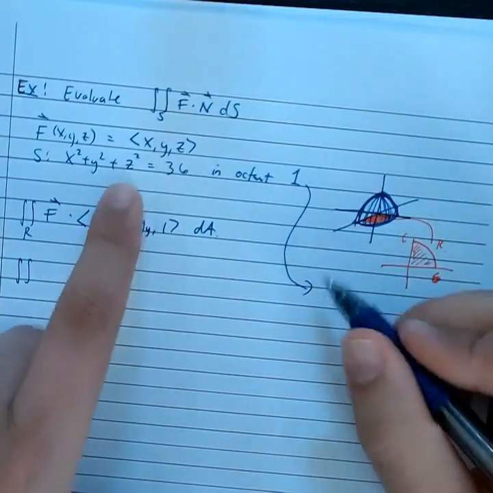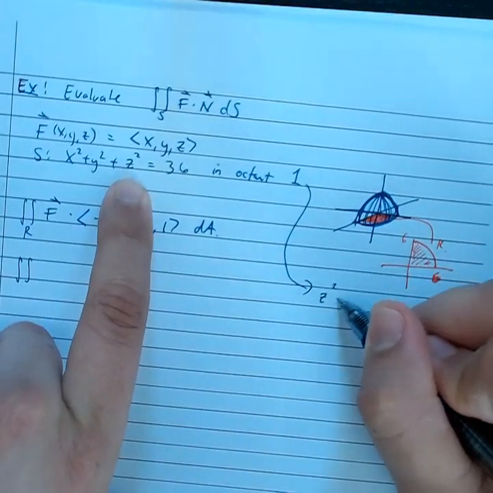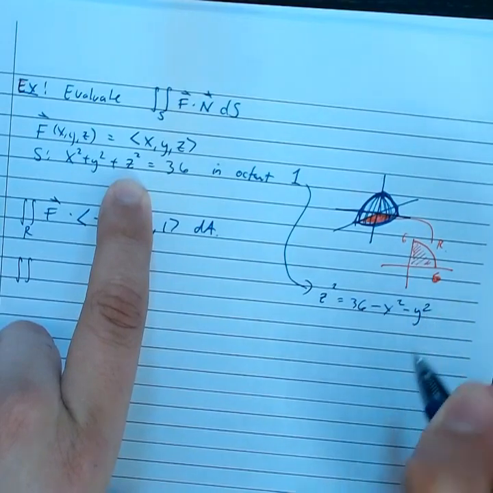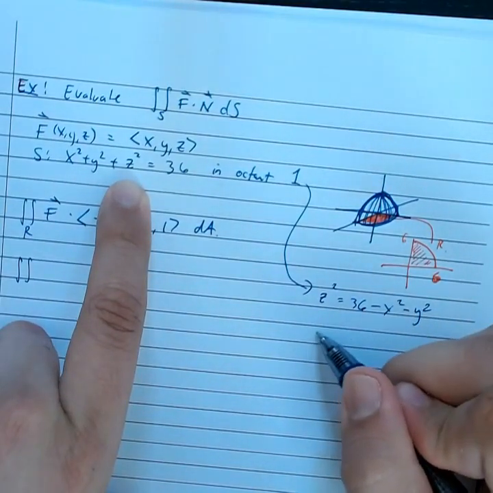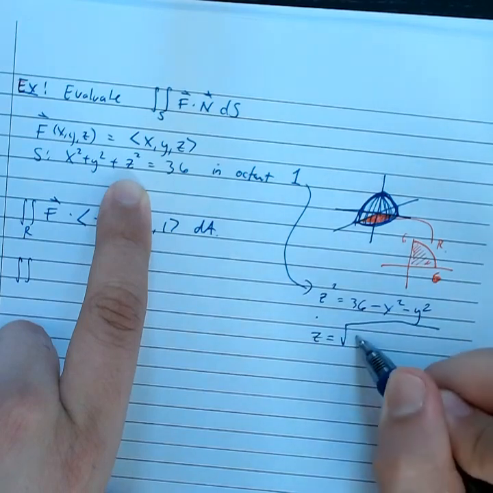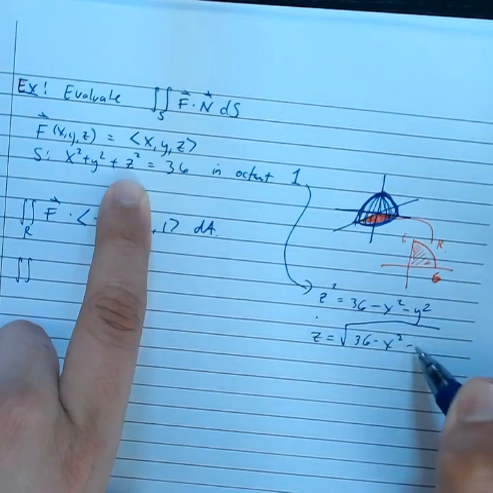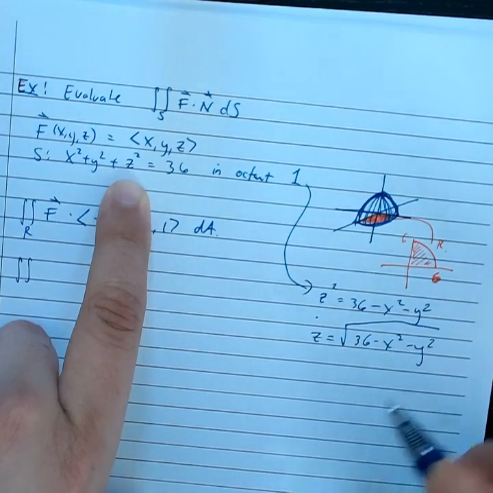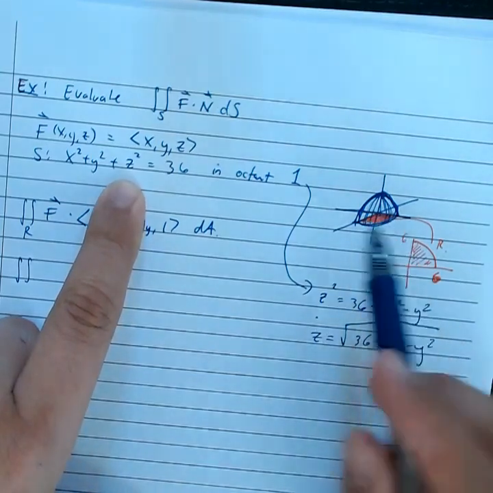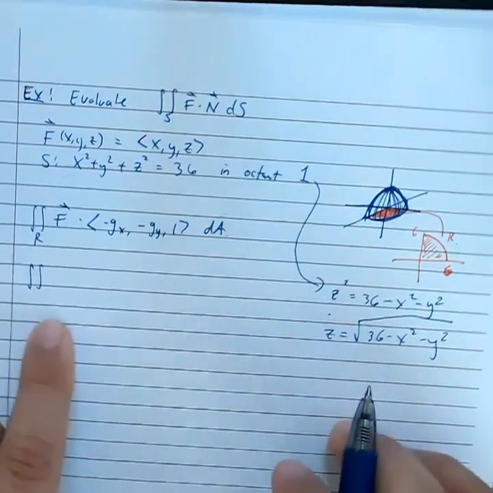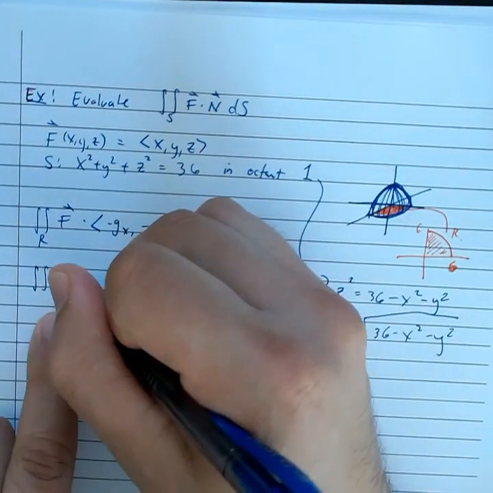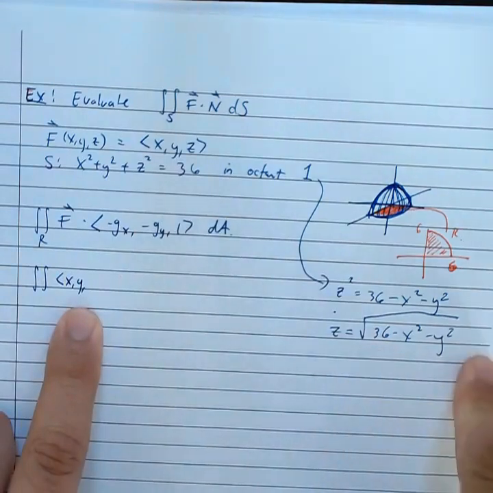Here, we could take z squared is equal to 36 minus x squared minus y squared. And I want just z, so let me take the square root of both sides, and I get z is equal to the square root of 36 minus x squared minus y squared. I don't have to worry about plus or minus because here I want z to be strictly positive because it's in the first octant. So here I'm going to write F, but I don't write it as x comma y comma z. I write it as x comma y comma that thing right there.